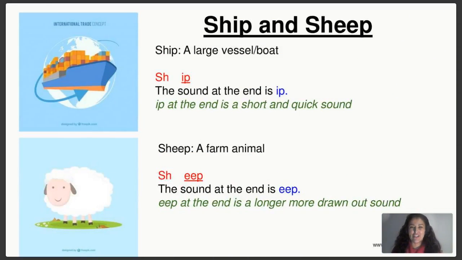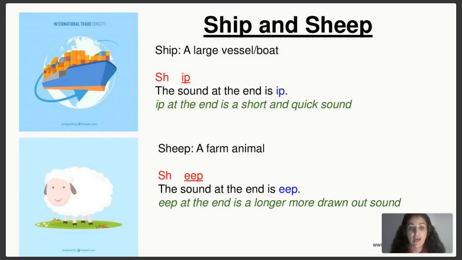So we have ship and sheep. So many people sound the same when they say ship and sheep, and maybe it's because they say it quickly. So ship obviously is a large vessel, a boat, and it's a ship, ip sound at the end. The ip at the end is short and it's a quick ship. So we say that quite quickly. We don't say sheep.